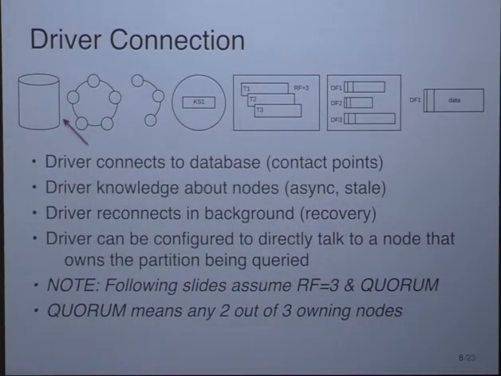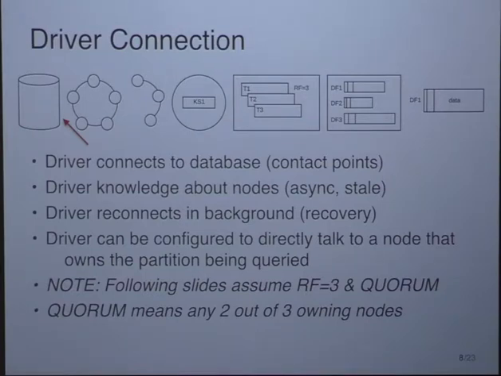When the driver connects to the database, it needs a contact point. It doesn't need to know all of the IP addresses of the cluster, it just needs to know 2 or 3. And then it finds out what all the other IP addresses are and connects. The driver keeps knowledge about the nodes while it's up. That knowledge is stale, so if a node goes down, the driver finds out about it a little bit later. And it's updated asynchronously from the driver. As an application developer, you don't have to worry about that.